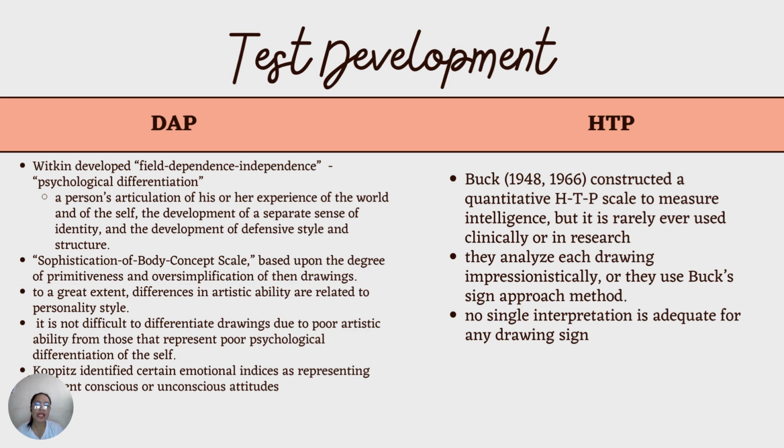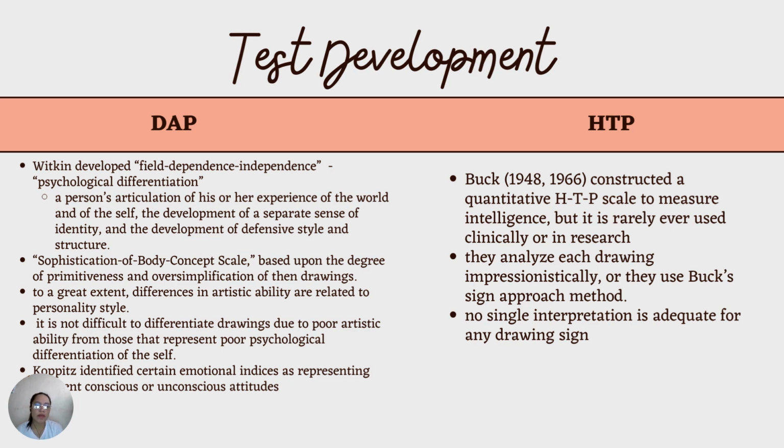On the other hand, for the HTP, Buck constructed a quantitative scale to measure intelligence. But it is rarely used clinically or in research. He also devised a very elaborate scoring system as a personality measure, but most clinicians do not use it in their clinical work. Instead, they analyze each drawing impressionistically, or they use a box sign approach method.